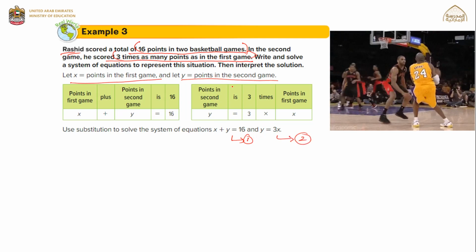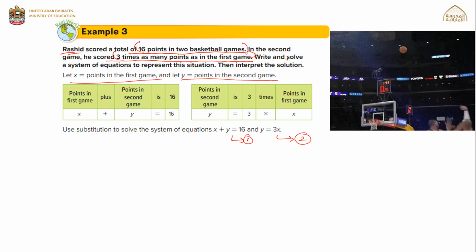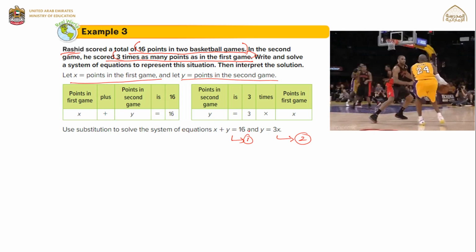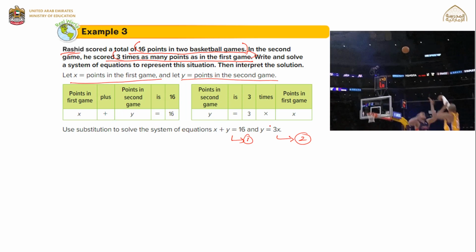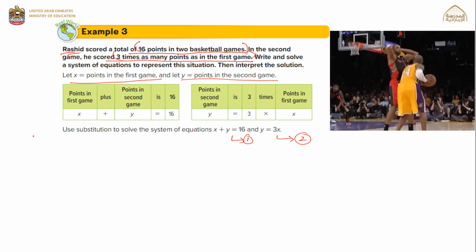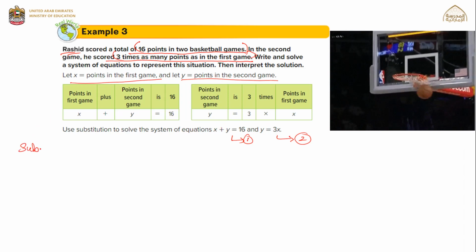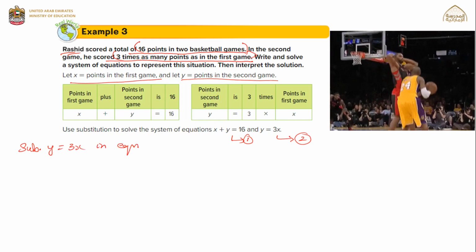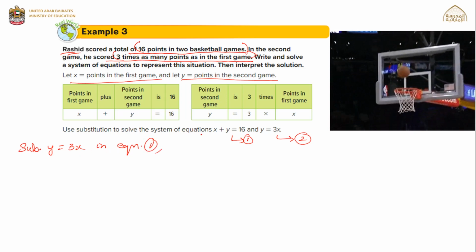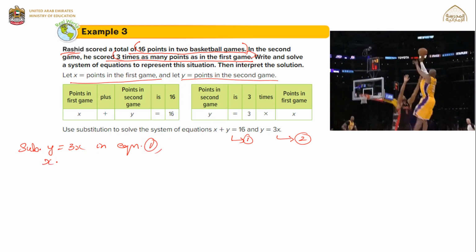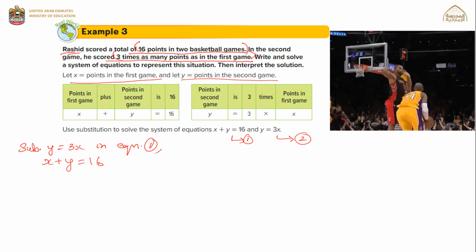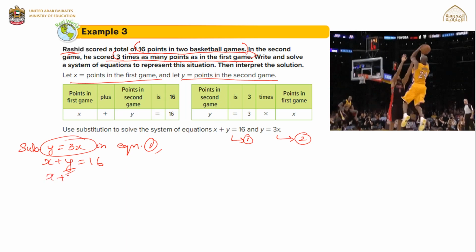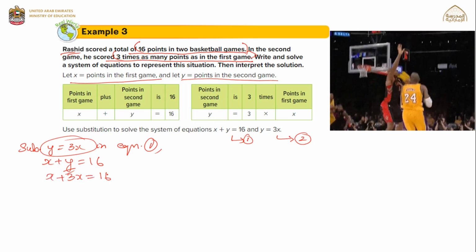Now what are you going to do? They're asking you to solve, right? Just like the previous method, you're going to move on with. So the simple method is y equal to 3x, which can be substituted in equation 1. So you're going to start by substituting y equal to 3x in equation 1. Okay. So what are you going to do first? Write equation 1. What is equation 1? x plus y equal to 16. You're going to replace the value of y as 3x. So you get x plus 3x equal to 16.